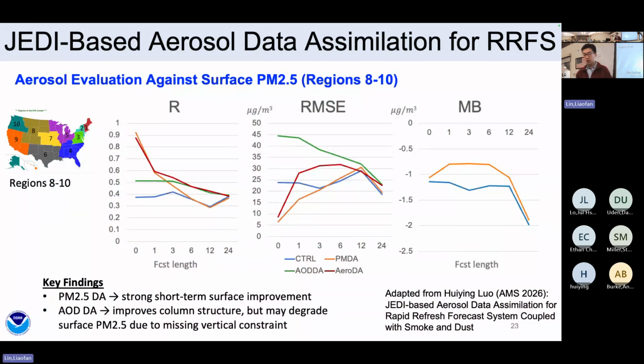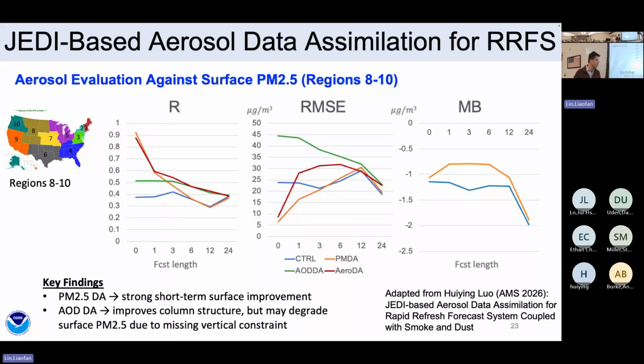This shows the results, the verification against the in situ PM2.5 surface observations over the Western US. You can see the region 8 to 10 is here over the Western US. The figure shows the verification in terms of the correlation coefficient, root mean squared error, and mean bias, with 4 different experiments in 4 different colors.